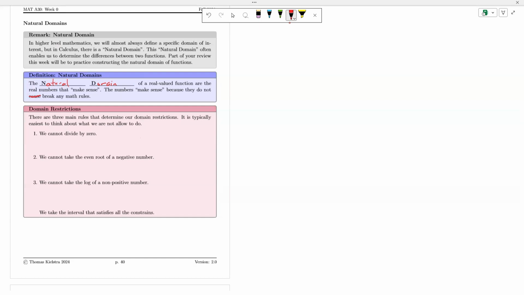Now, the three main rules to determine our domain restrictions, or the three main ways we break math rules, are dividing by 0, taking the square root of a negative number, or the log of a non-positive number. And we're just going to highlight these. And typically when we're thinking about our domain restrictions and trying to build our natural domain, it's helpful to think about what we're not allowed to do. And when we highlight what we're not allowed to do, we take everything else.